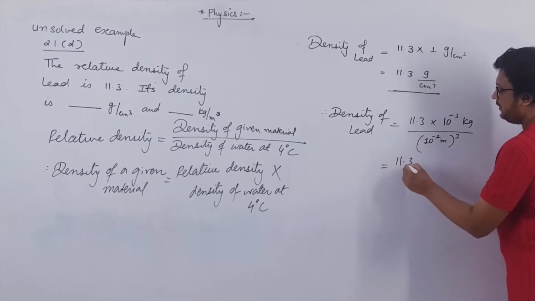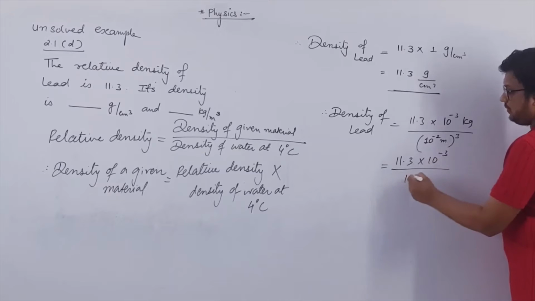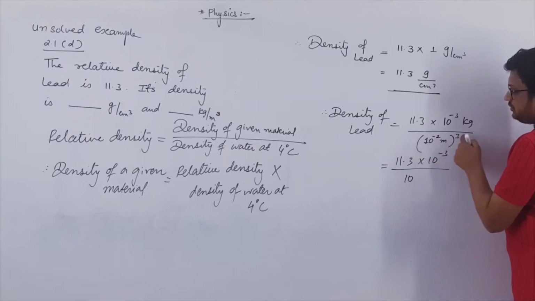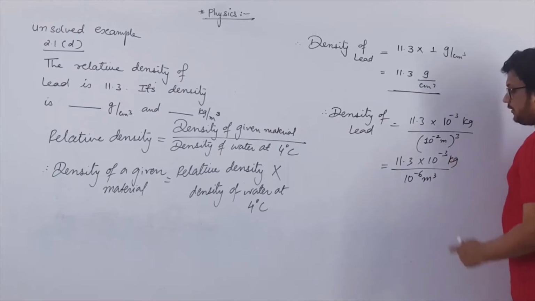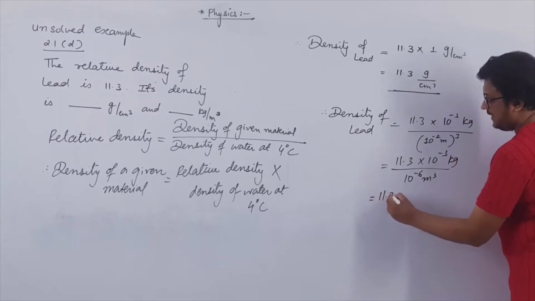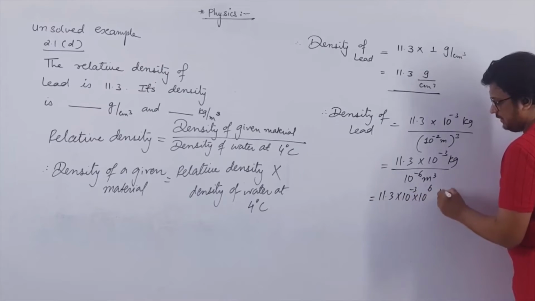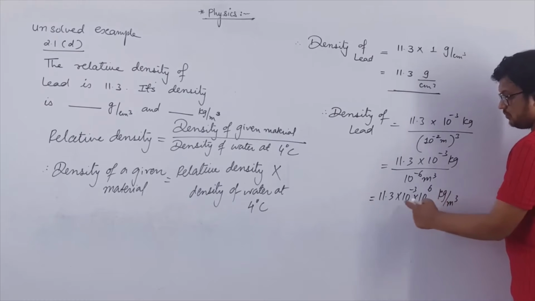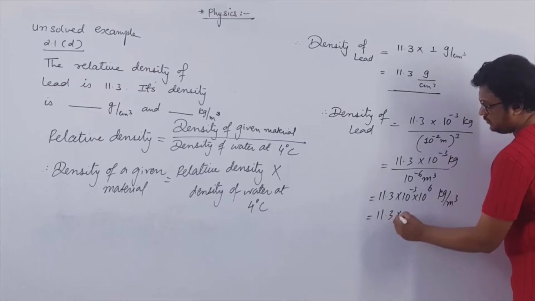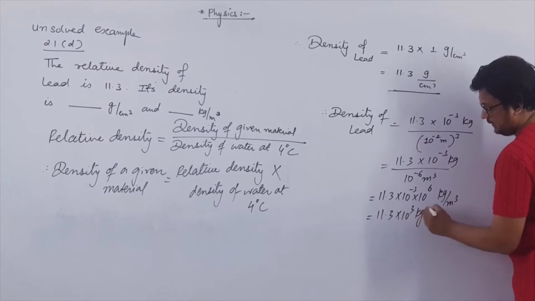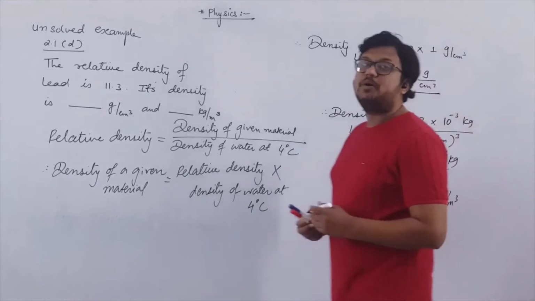So 11.3 into 10 raised to minus 3 over 10 to the power minus 2 into 3. Minus 2 into 3 is minus 6 meter cube. This is kg. Now 10 raised to minus 6 will go up. 11.3 into 10 raised to minus 3 into 10 raised to 6 kg per meter cube. So minus 3 plus 6 will be plus 3. So this is 11.3 into 10 raised to 3 kg per meter cube. This will be the density of lead in kg per meter cube.